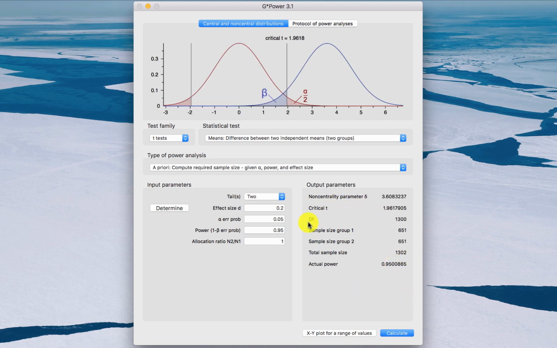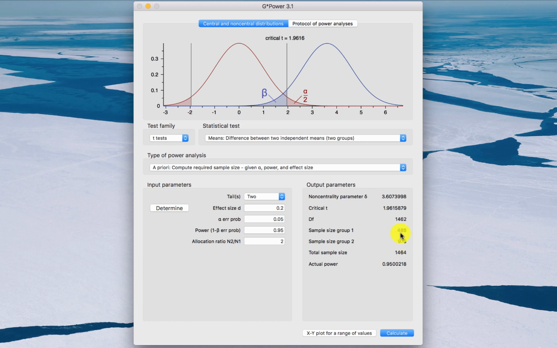So what this has done is it's saying that if we want to be able to detect small effect sizes with an alpha of 0.05, with a really nice high-powered study, the same number of people in each group, we need 1,302 people. We see here that we've got 651 per group. So that's kind of the basic answer. Now, I'm going to play around with these numbers so you get a good feel about what they do and what they mean. Starting with the allocation ratio, if I put 2 in and then recalculate, you'll see that group 2 is much, much larger than group 1.